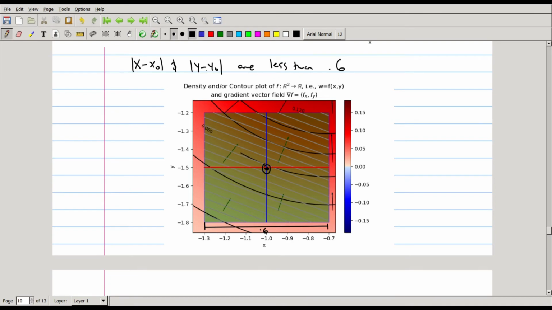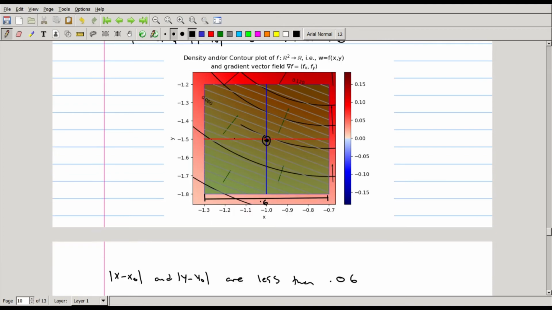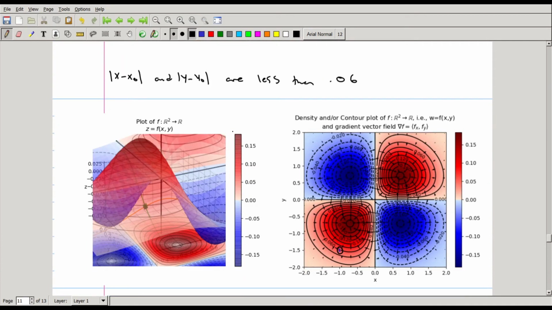So let's zoom in by a factor of 10 here, and consider when x minus x naught and y minus y naught are less than 0.06. This is going to give us a much smaller tangent plane, which is visualized on the left here. And our linearization region is also much smaller. I circled it here in the plot so that you can see it, but it's a much smaller region.